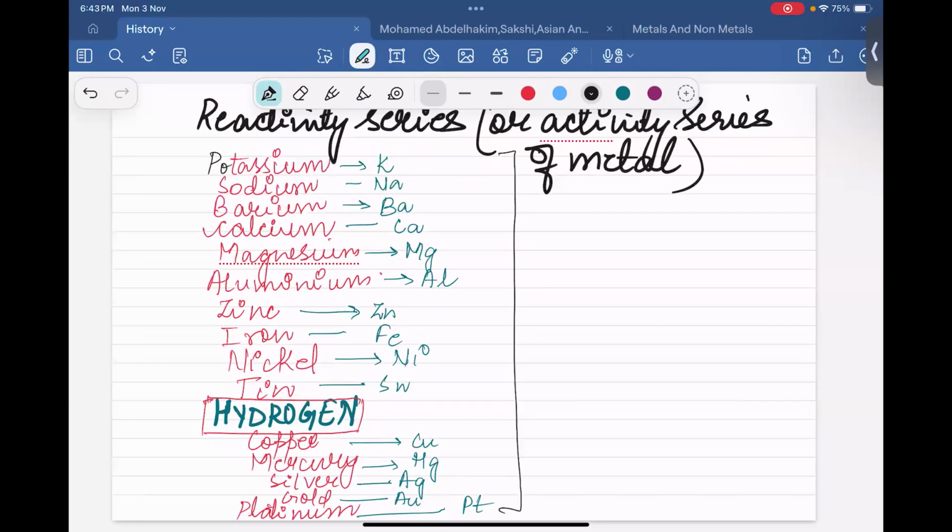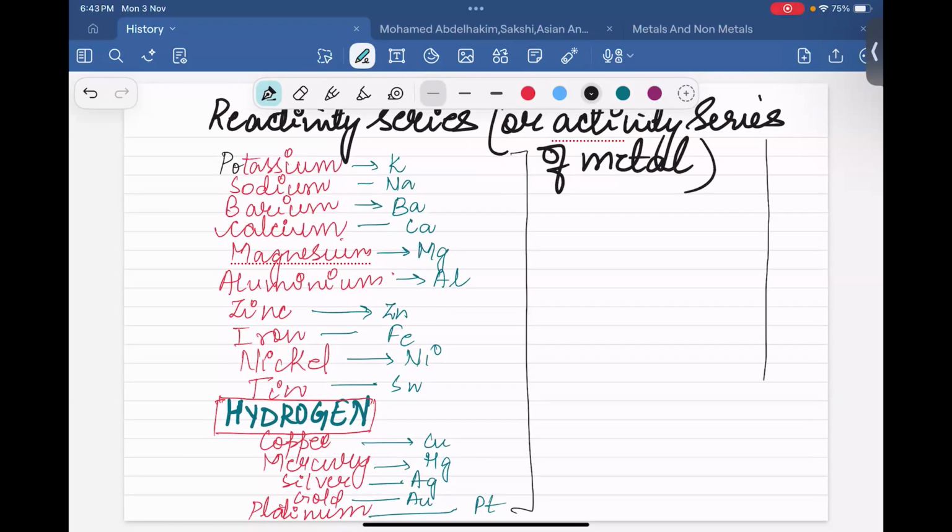Going from top to bottom, reactivity decreases. Decreasing chemical reactivity. Just write it, then I will tell you. Reactivity means platinum is very less reactive while potassium is most reactive.